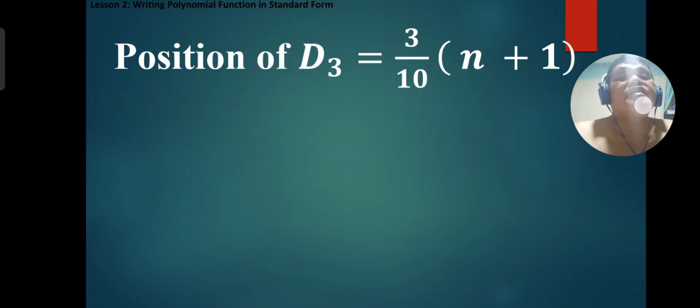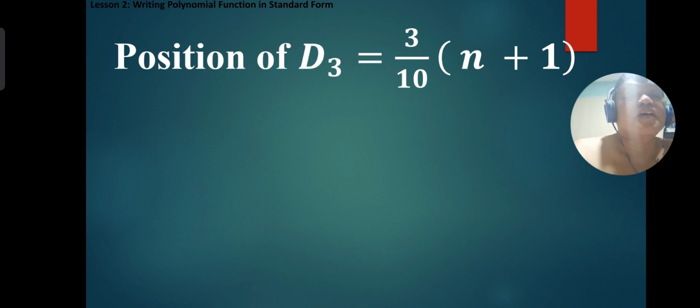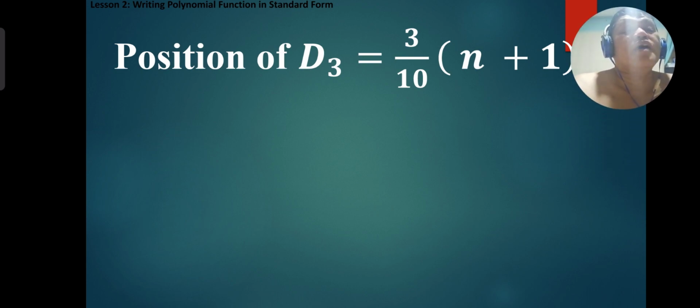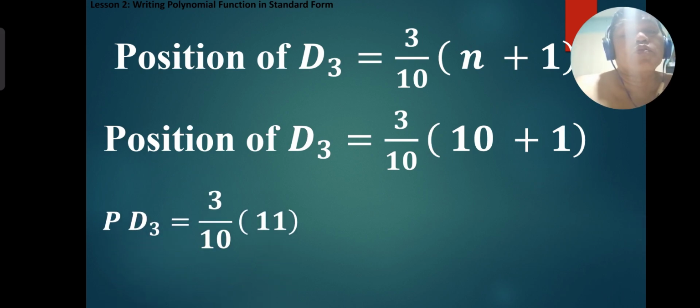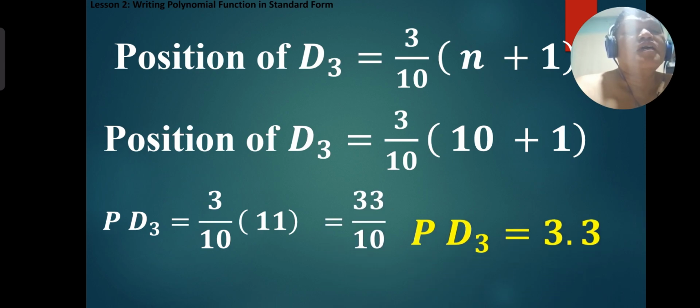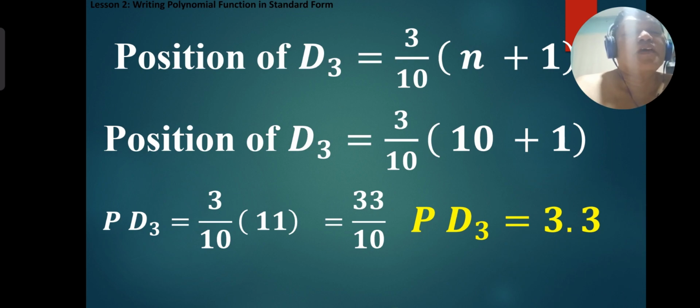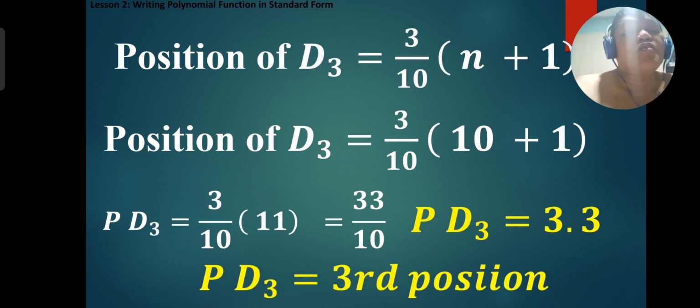We are going to find the position of d sub 3, which is equal to 3 over 10 times quantity n plus 1 as the formula. So the position of d sub 3 equals 3 over 10 times n, which is 10, plus 1. This will be equal to 3 over 10 times 11, which is 33 over 10, and this is 3.3. After rounding, it is in the third position.